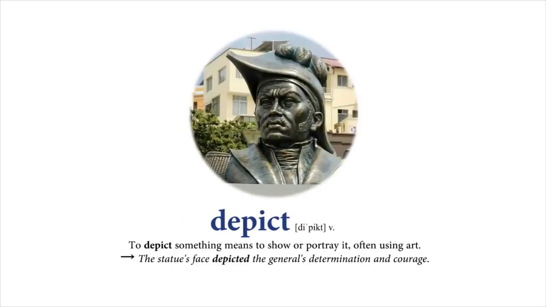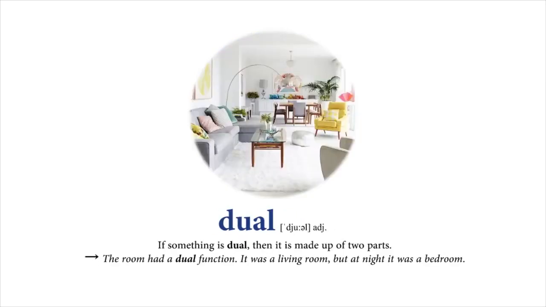Depict. To depict something means to show or portray it, often using art. The statue's face depicted the general's determination and courage. Dual. If something is dual, then it is made up of two parts. The room had a dual function. It was a living room, but at night it was a bedroom.